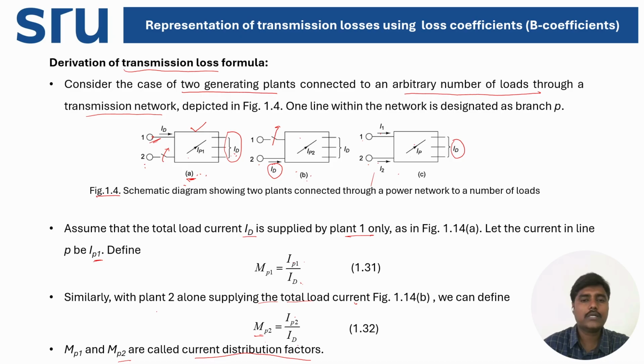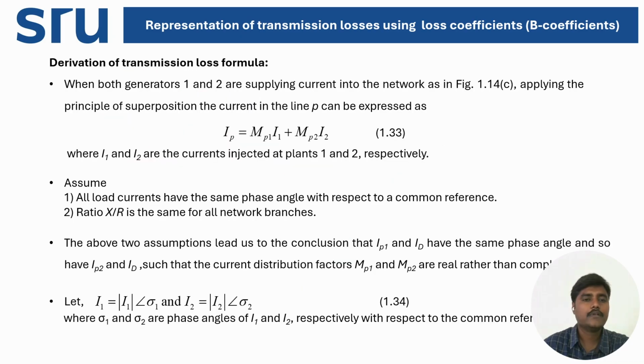Now let's move to the third case, where both generator 1 and generator 2 are supplying currents to the load. In such a case, you can express the equation as IP, where IP is the current flowing through the transmission network. IP can be expressed as MP1 into I1 plus MP2 into I2, where I1 and I2 are the currents injected at plants 1 and 2 respectively.